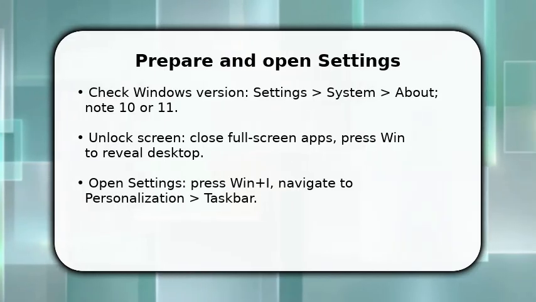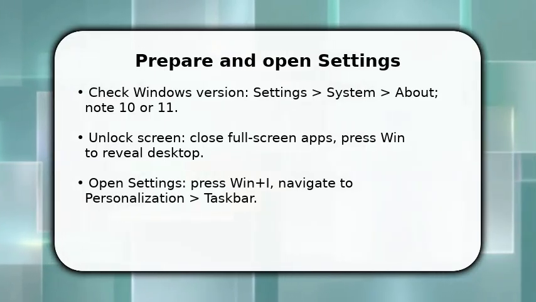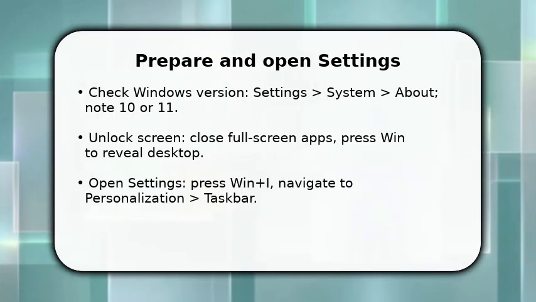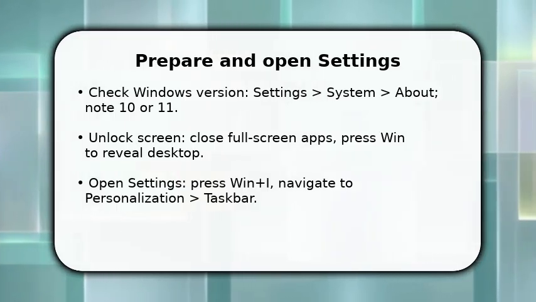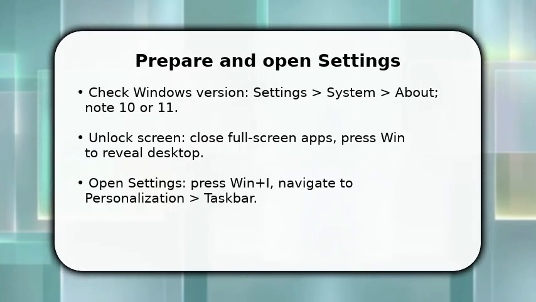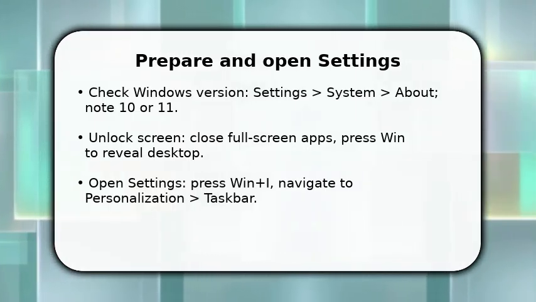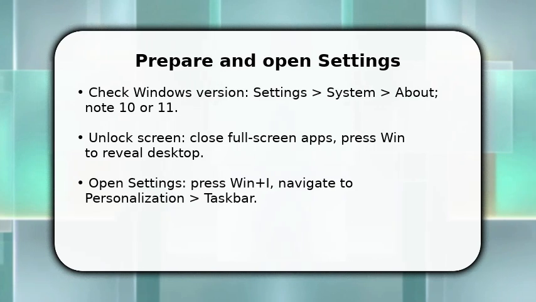Navigate to Personalization and then Taskbar. This is where visibility options live. You do this now because the wrong settings page is a common time sink. Make sure you stay on the taskbar pane before changing toggles or advanced behaviors.